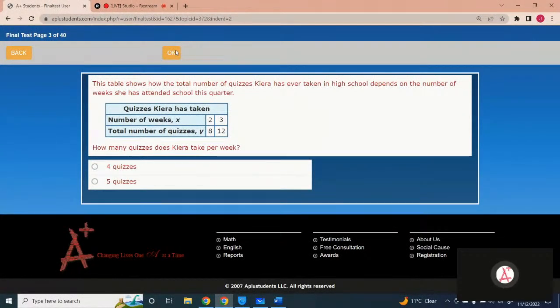You have to find the constant of variation. You have to do Y over X. It would be 8 over 2 and 12 over 3. So 4 times 2 is 8 and 3 times 4 is 12. It would be 4 quizzes. Got it?